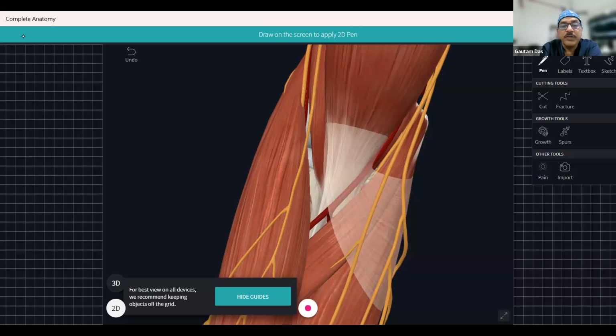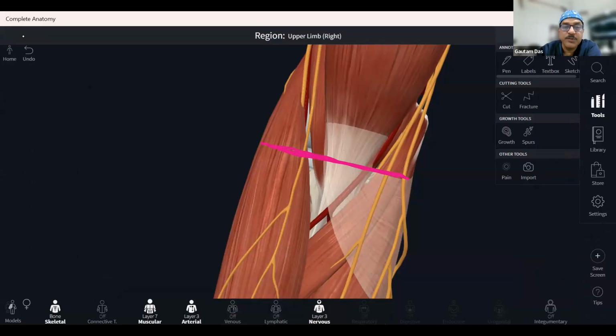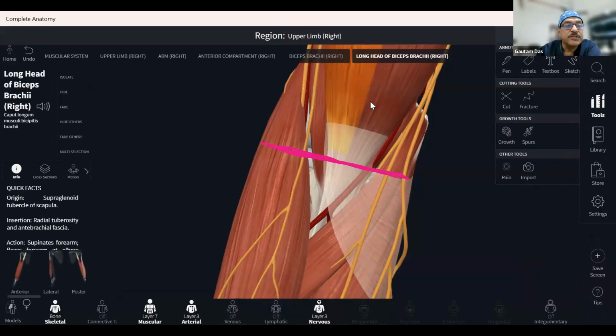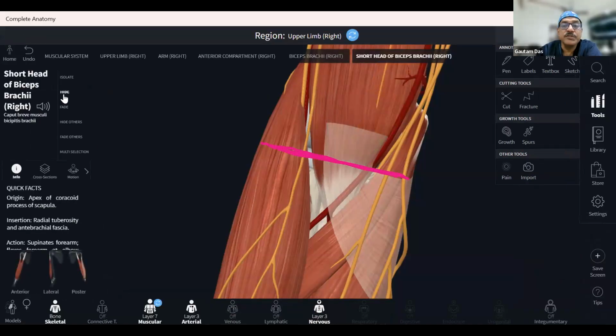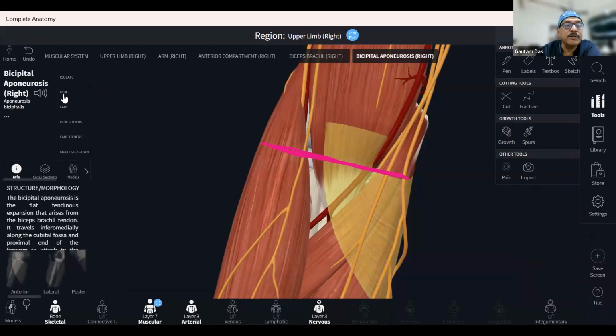So if we put our ultrasound probe in this area, what will we be able to see? We'll be able to see 3 muscles. The most prominent muscle is just below the bicipital aponeurosis. Let me remove it. This is your long head, and this is your short head. Remember that laterally is your long head and medially is your short head. So let me remove this bicipital aponeurosis, and also hide the tendinous part.